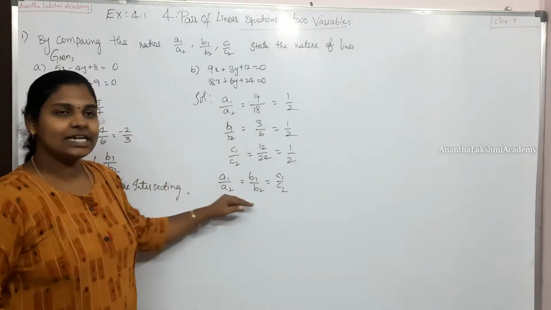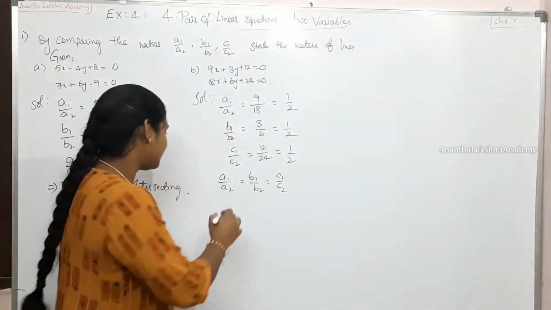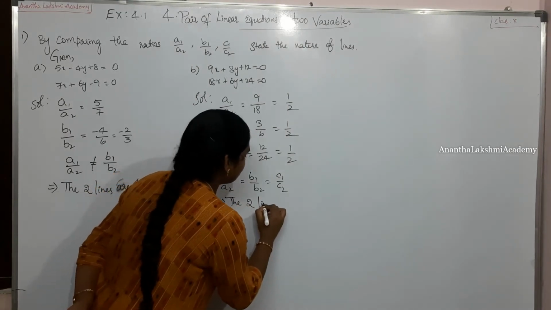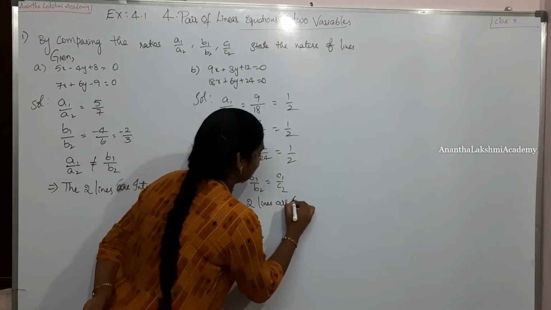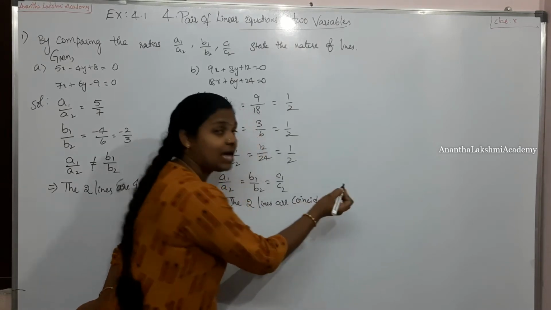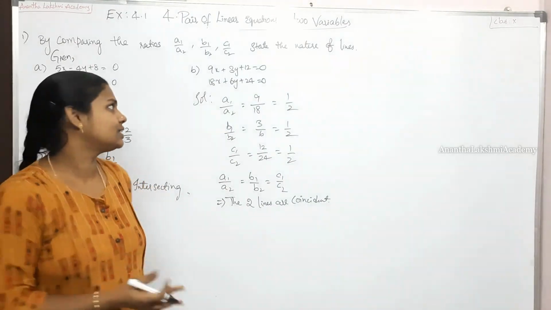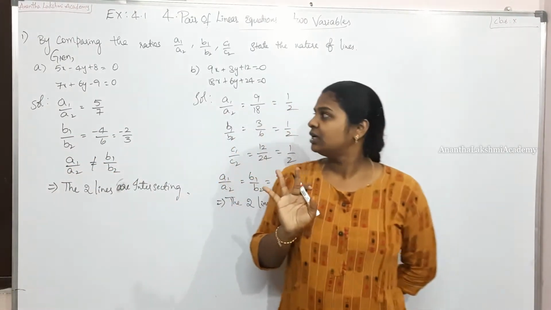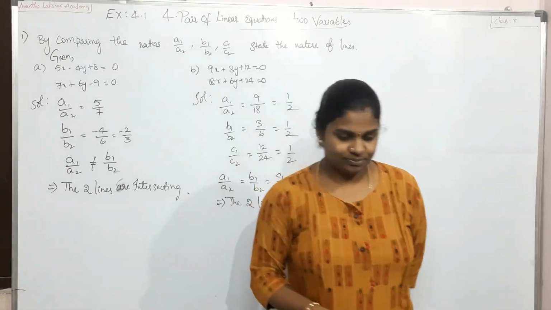When the three ratios are equal, what is the nature of the lines? The two lines are coincident, which will have infinitely many solutions. So that is about problem number 1. The third bit I am leaving for you. Let's get into the next problem.